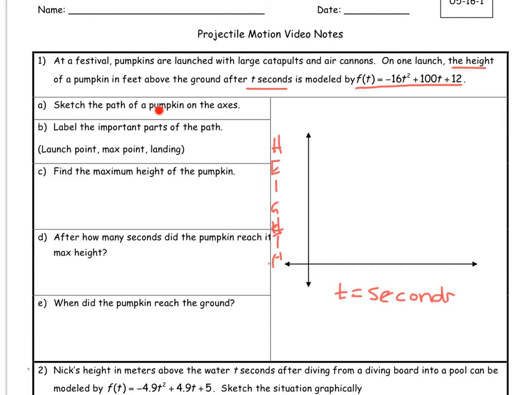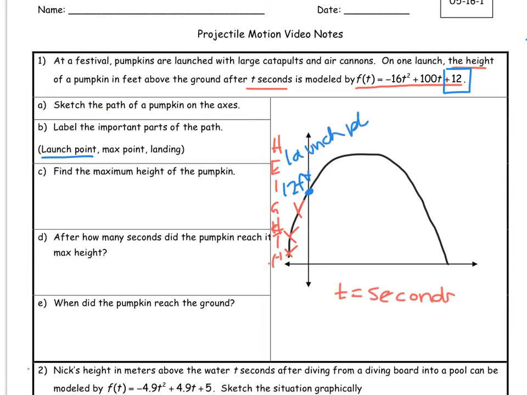But this pumpkin's going to have a max height. So the first thing we're going to do is sketch the path of the pumpkin on the axis. So we know it's going to start at a certain height, it's going to go up in the air, and then it's going to come back down. We don't need this section of the graph because that's all negative. But we have to look at the launch point. Where is it being launched from? And it tells you, we're looking for the y-intercept, which is 12. So this right here at 12 feet is my launch point. That's where the pumpkin is being launched from.